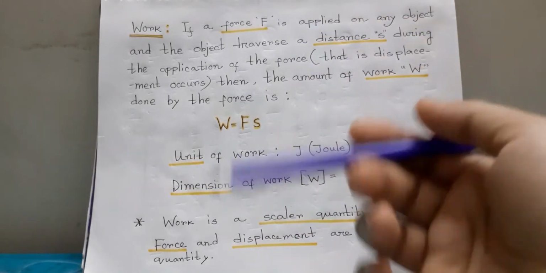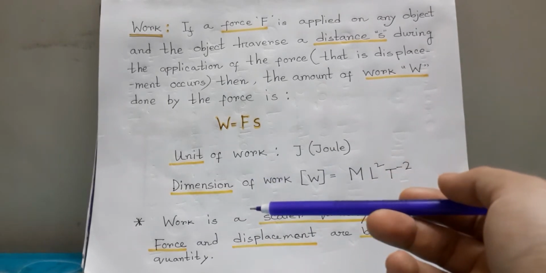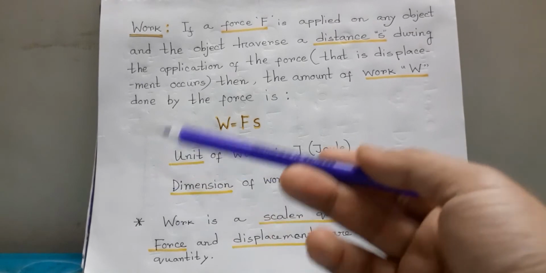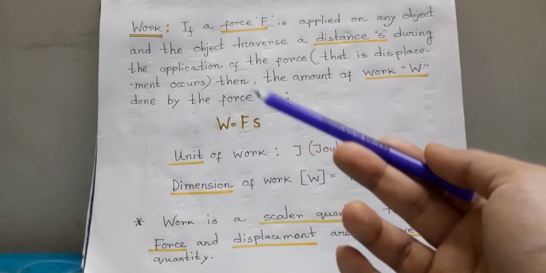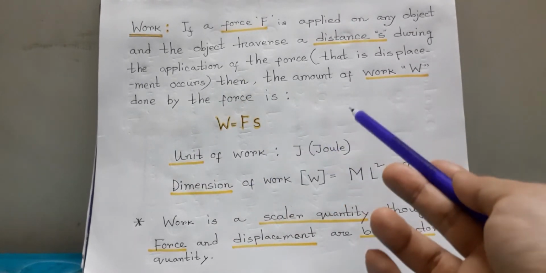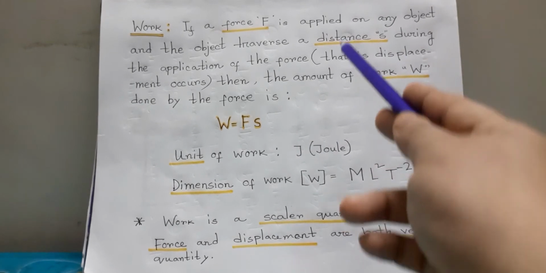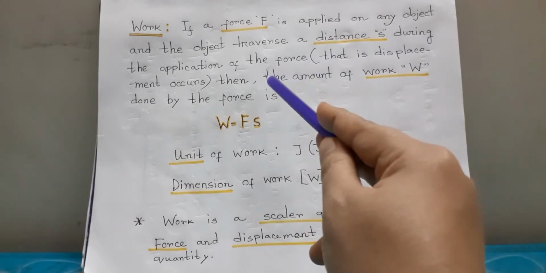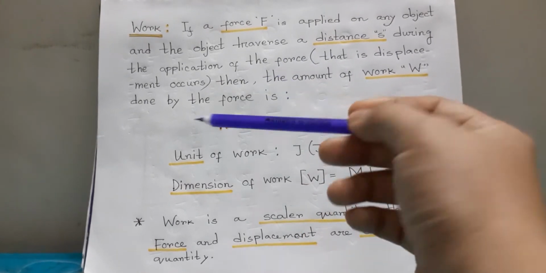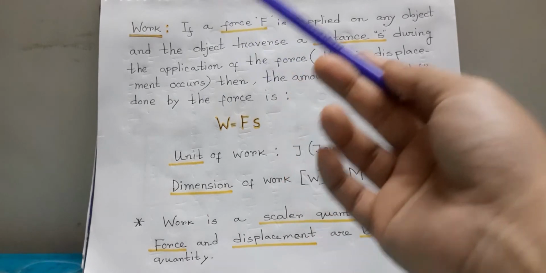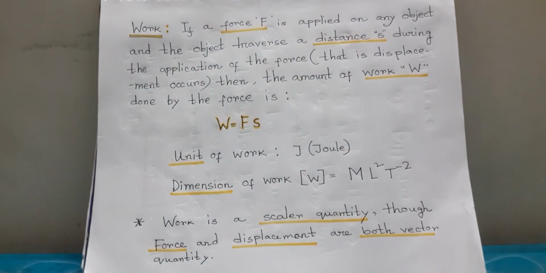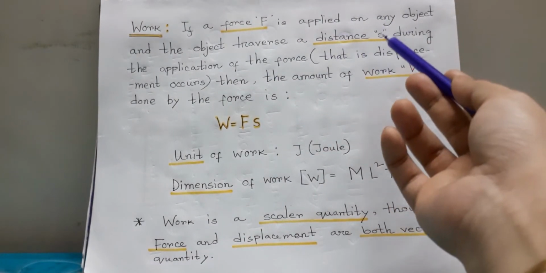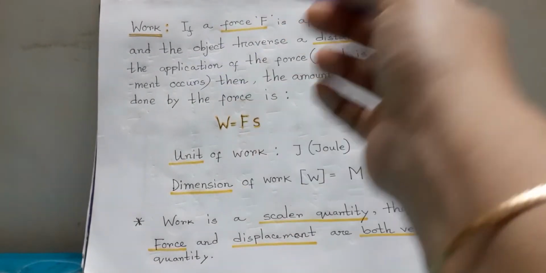Again, I am explaining what is work. Work is the product of force and displacement. Why am I not explaining it as distance? Because distance is a scalar quantity and displacement is a vector quantity. So I am explaining it as: if a force is applied on any object and the object traverses a distance during the application of force.